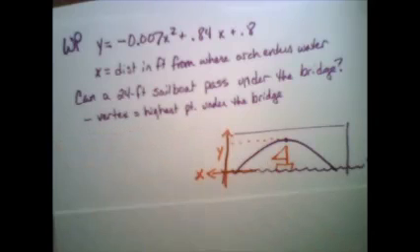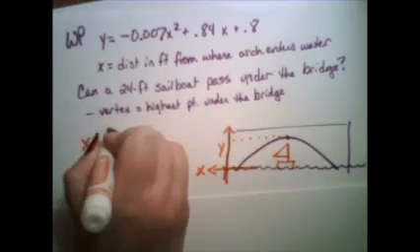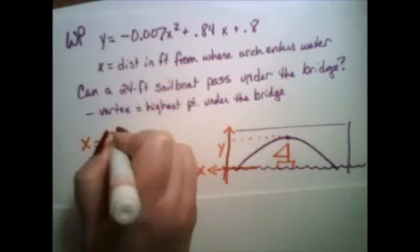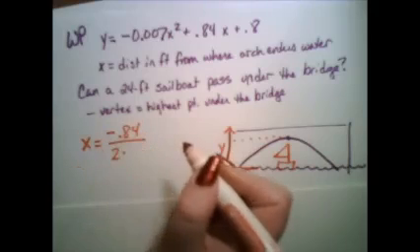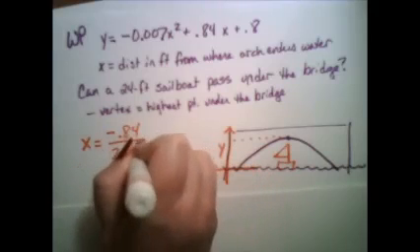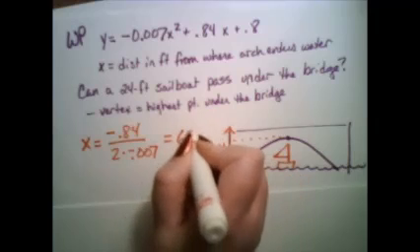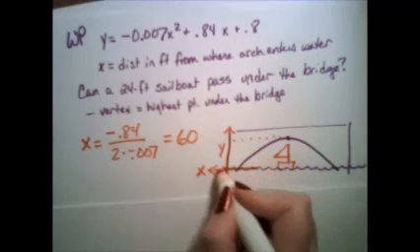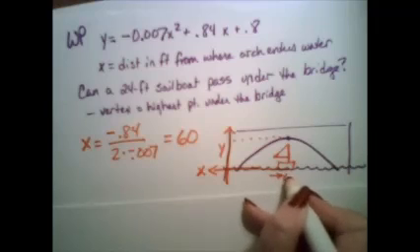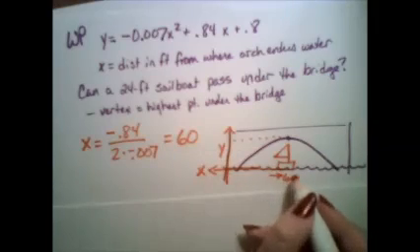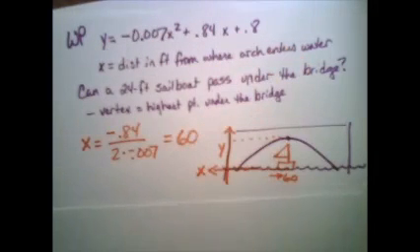And when we find the vertex, we're going to work out x equals -b, 0.84 over 2 times a, which is -0.007. And when we do this math, that equals 60. So x is this way, 60. We're going to plug 60 in for x to figure out what y equals.